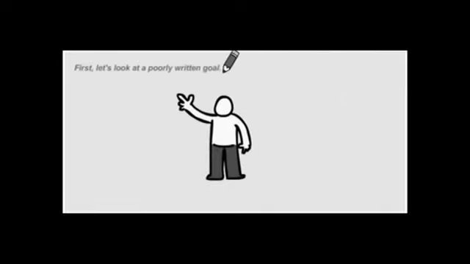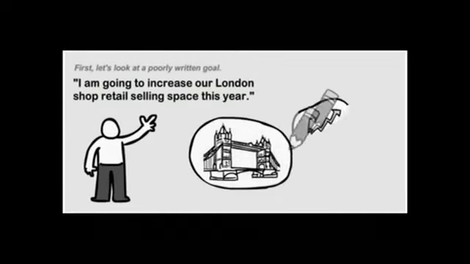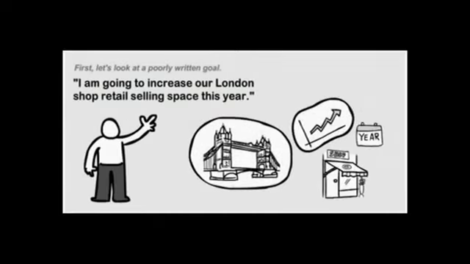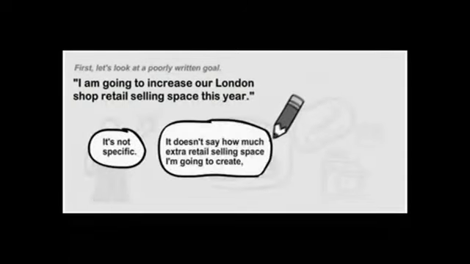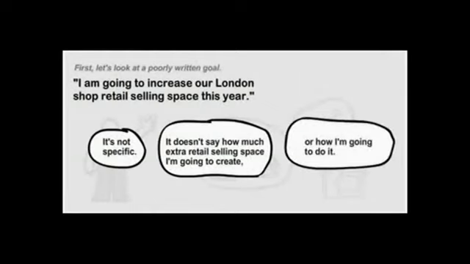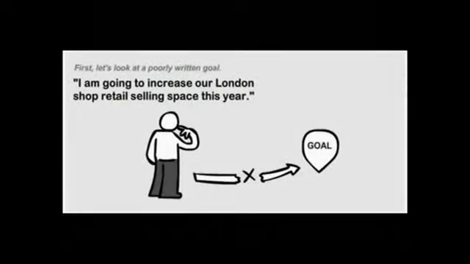First, let's look at a poorly written goal. I am going to increase our London shop retail selling space this year. The problem with this goal is, it's not specific. It doesn't say how much extra retail selling space I'm going to create or how I'm going to do it. The time by when I'm going to do it is vague and can't be easily measured, so I won't know if and when I've achieved my goal.